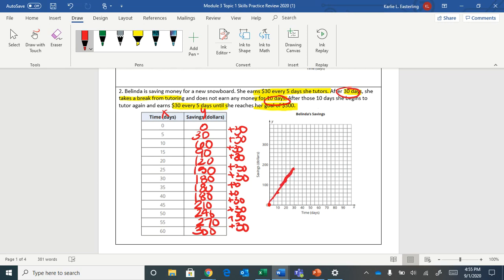So then I'm going to graph those little parts because that's our first piece. That's why we were adding those 30. And then for 10 days, so we'll be at 40, we didn't earn anything because we took a break from tutoring. And then finally, we were adding the $30 again. So let's look at 50. We were at 240, which I believe is right here. Yeah, that's correct. And then that last little piece from 60, we were at 300.